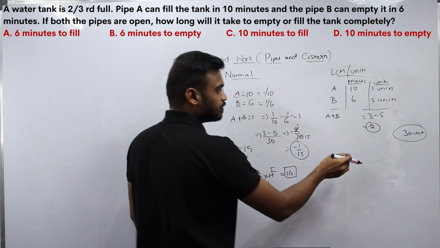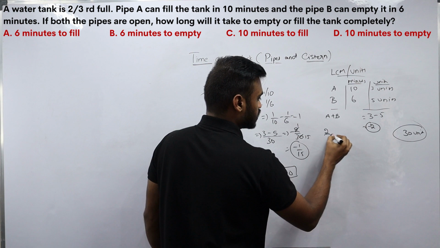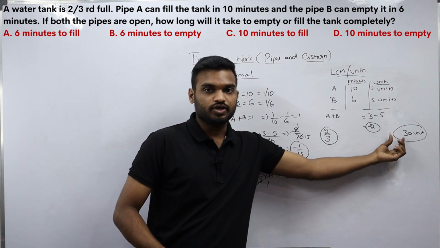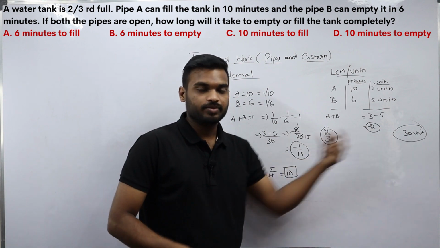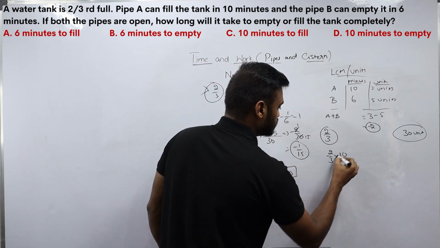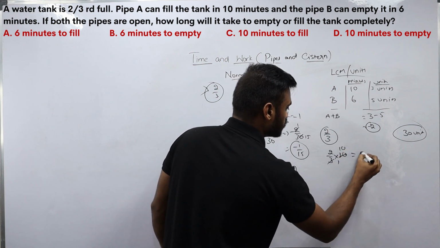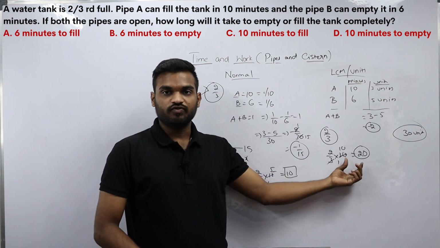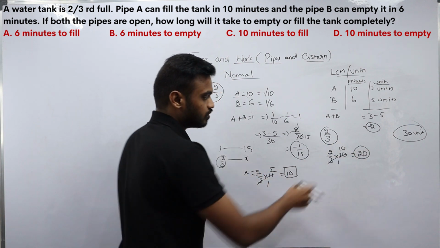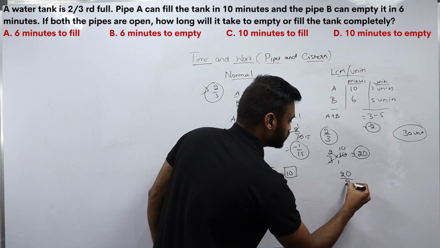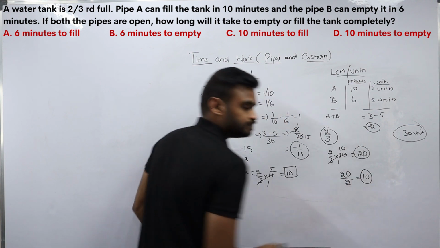So to empty a 2 by 3 filled tank, the total amount of work to be done is 30 units. So 2 by 3 of 30 will be 2 by 3 into 30, that is 20 units of work. So totally 20 units of work is already done. To empty this 20 units of work, they will take 20 by 2, that is 10 minutes of time.